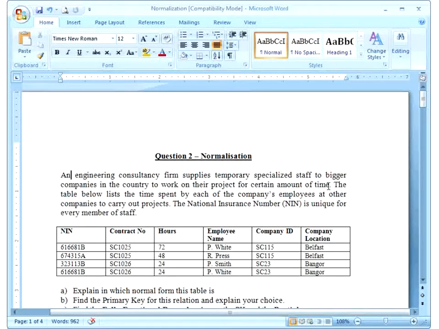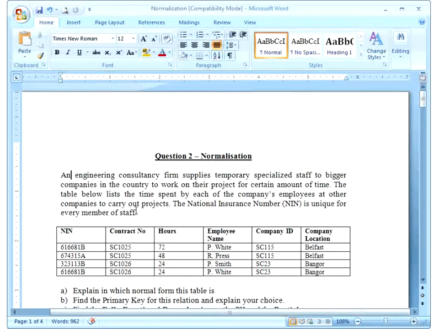Now this question is about normalization and engineering. An engineering consultancy firm supplies temporary specialized staff to bigger companies in the country to work on their projects for a certain amount of time. The table below lists the time spent by each of the company's employees at other companies to carry out projects. The national insurance number is unique for every member of the staff.